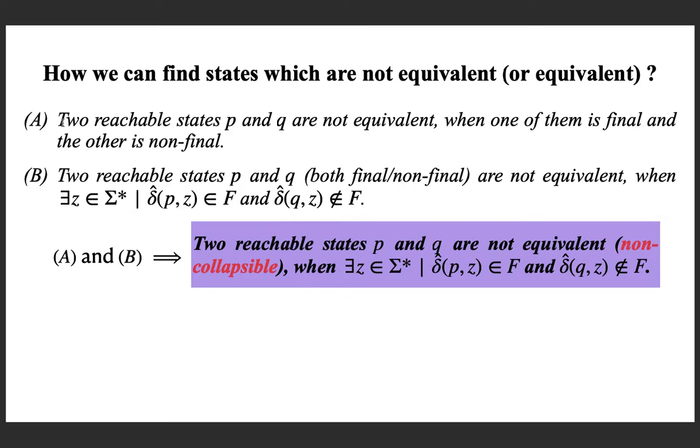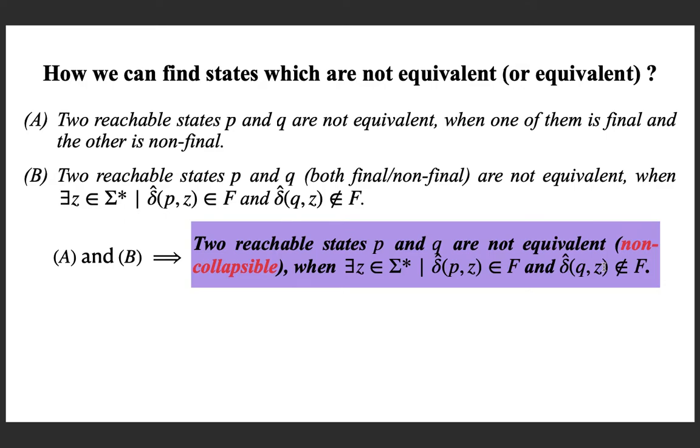And we can actually combine A and B into a single statement like this. Two reachable states P and Q, regardless of whether they are final or non-final, if they are reachable, they are not equivalent if there exists a string Z for which the path from one of them is going to a final state and the path from the other is going to a non-final state.